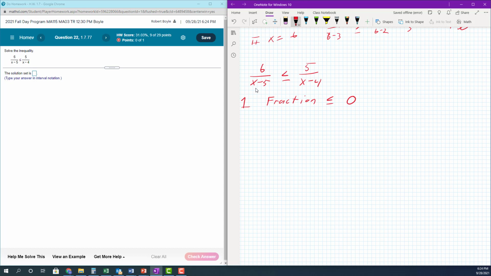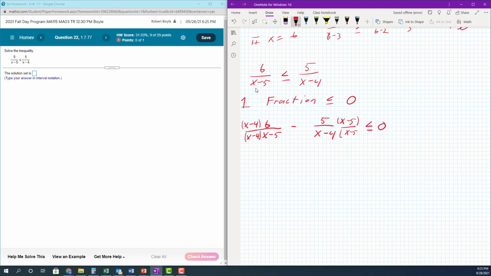So we're going to subtract both sides by 5 over x minus 4, and if we do, we are going to have 6 over x minus 5 minus 5 over x minus 4. And now we need to make this one fraction, and we can do that by forming a common denominator. Here I can multiply this fraction by x minus 4 over x minus 4, and then this one by x minus 5 over x minus 5. And of course this will be less than or equal to 0.